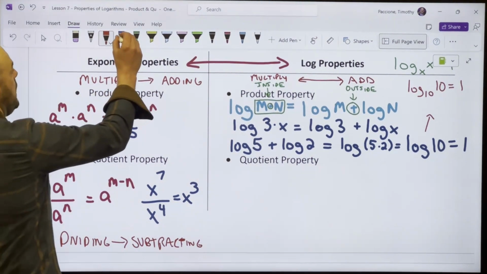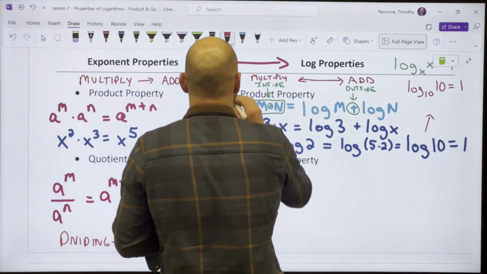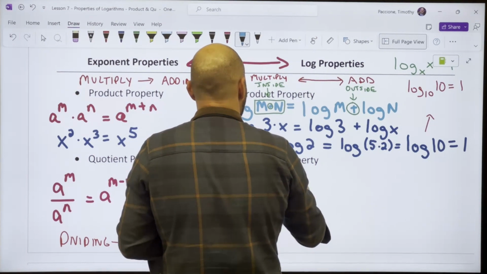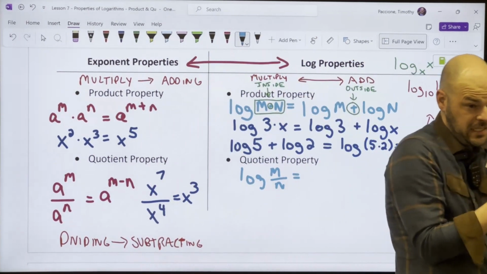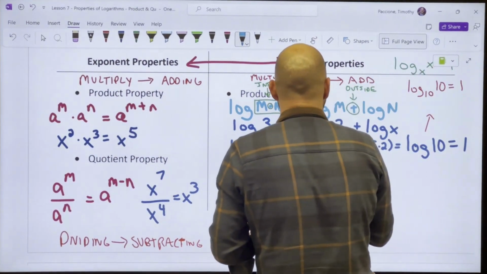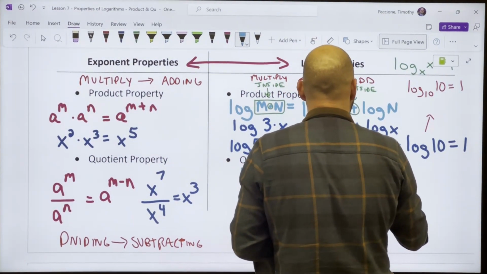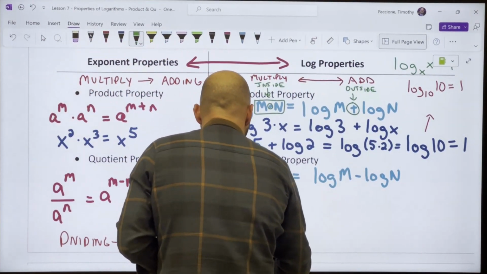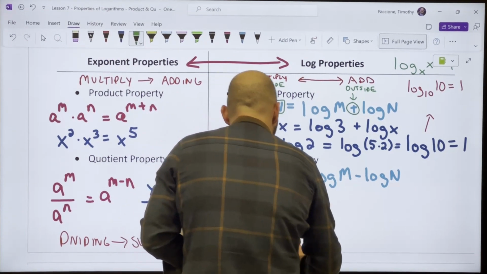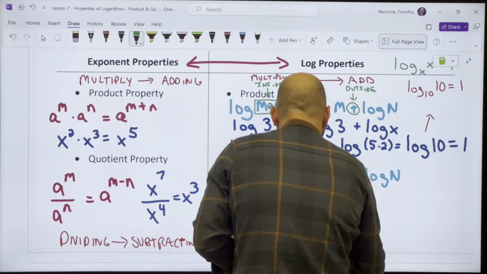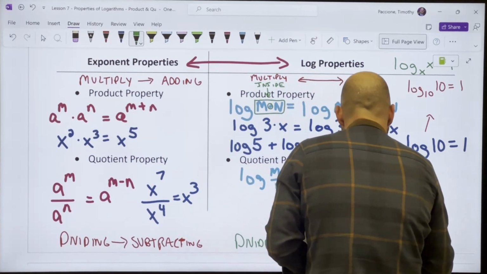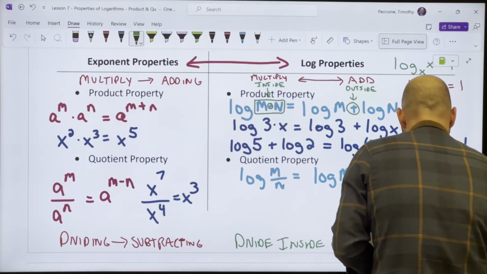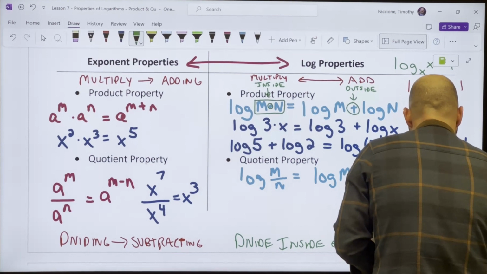Exactly. Yep, so it looks like this. If you have log of m divided by n, that's one log and it's on the inside. You break it into two logs and you say that's log of m minus log of n, right? So if you see dividing on the inside, you can subtract on the outside. If you see subtracting on the outside, you can divide on the inside. I will give you some examples.